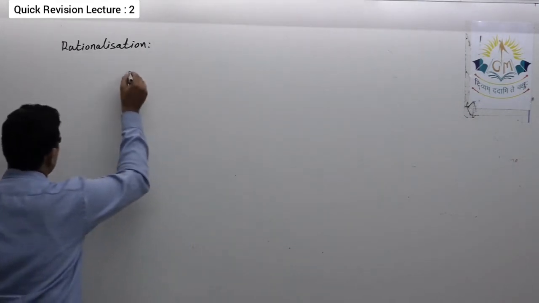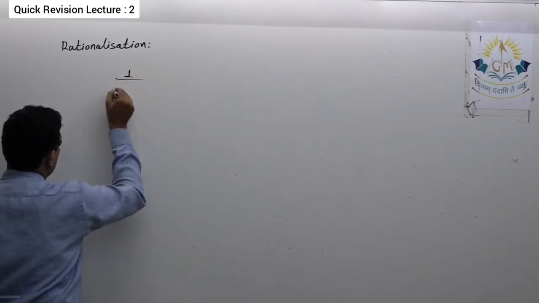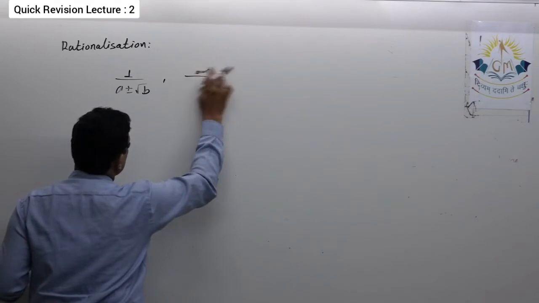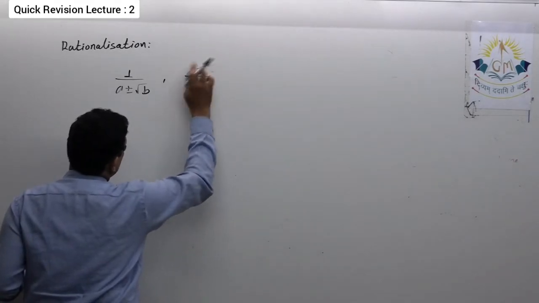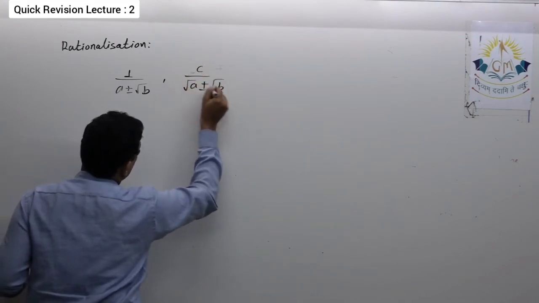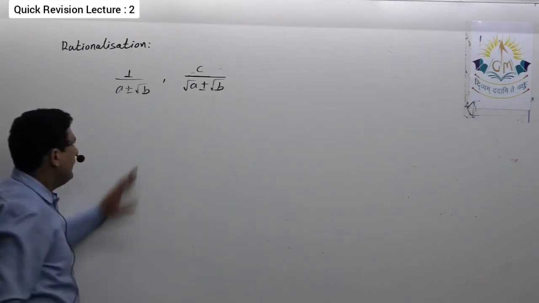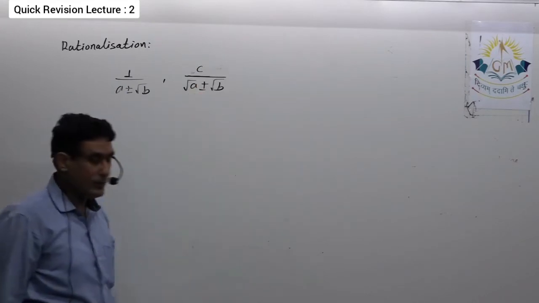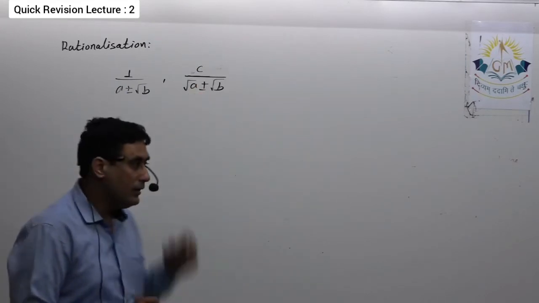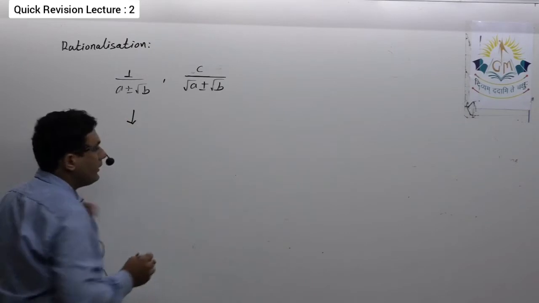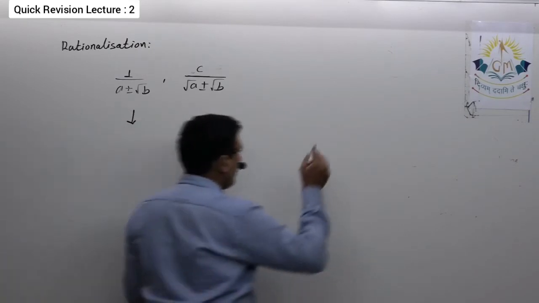For example, suppose we have an expression 1 upon a plus or minus root b, or c upon root a plus or minus root b. Here I am considering that a and b are not perfect squares. Simply I am assuming that the denominator is irrational. Then, to make it rational, we multiply the numerator and denominator by the conjugate of the denominator. Now what is the conjugate of the denominator?